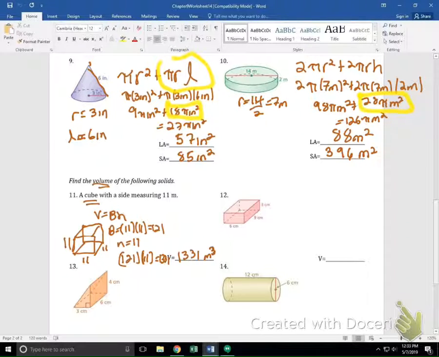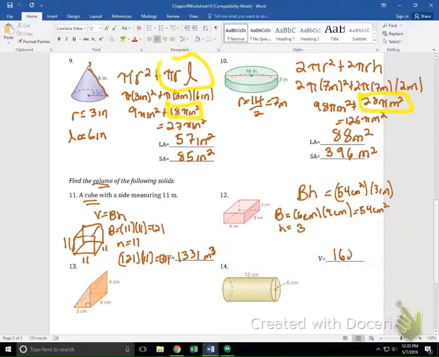So again, we have a prism here, so that is going to be the volume formula B times H. Area of my base is going to be 6 centimeters times 9 centimeters. So 6 times 9 is 54 centimeters squared times my height of 3. So I plug it up here. We have 54 centimeters squared times 3 centimeters. So 54 times 3 gives me 162 centimeters cubed.